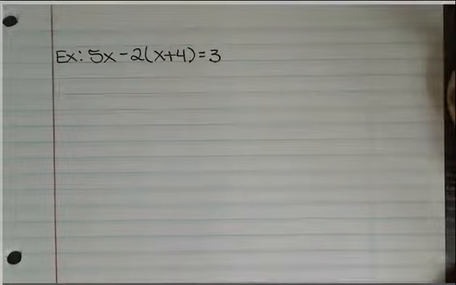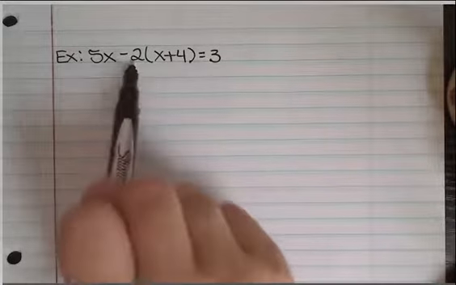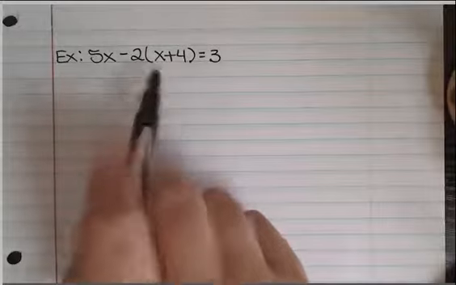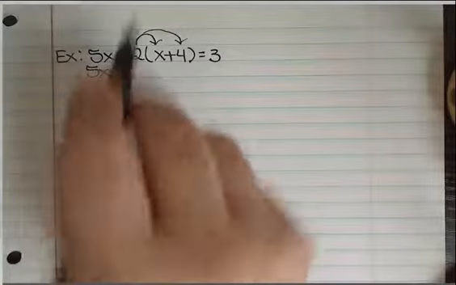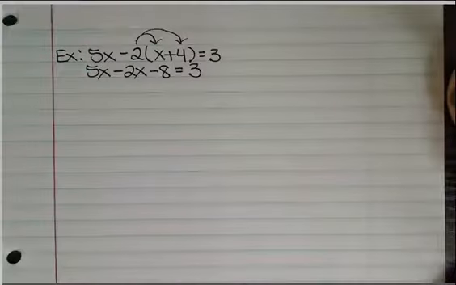So we need to distribute in this negative 2 to both of these things in order to get rid of this parentheses. So we're going to take the negative 2 times the x, and we're going to take the negative 2 times the positive 4. So that gives us 5x. Negative 2 times x will just give negative 2x. And negative 2 times a positive 4 will give us a negative 8. And that equals 3. So here we distributed.